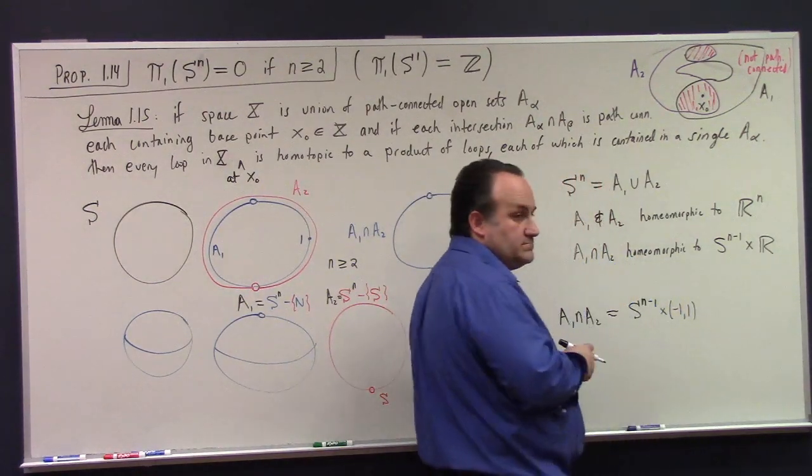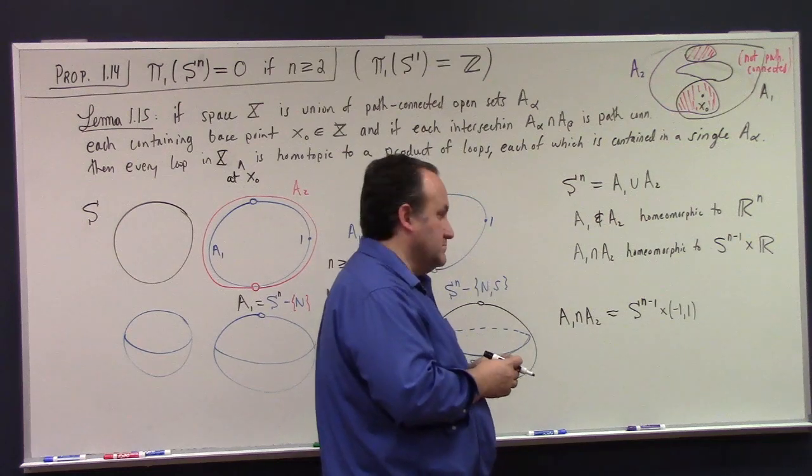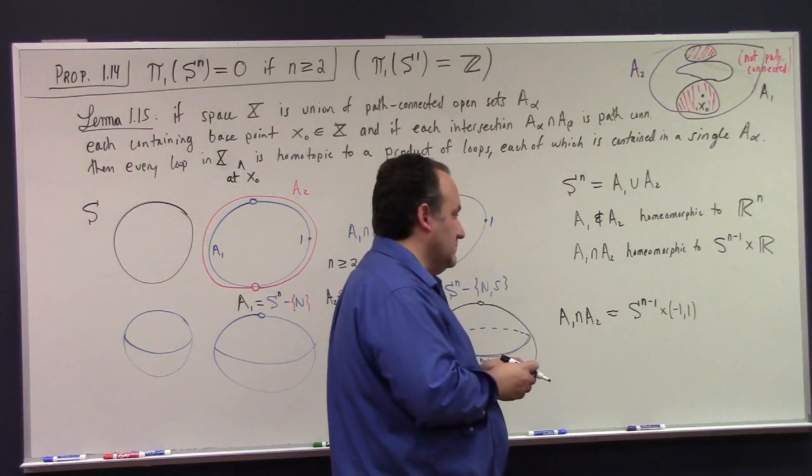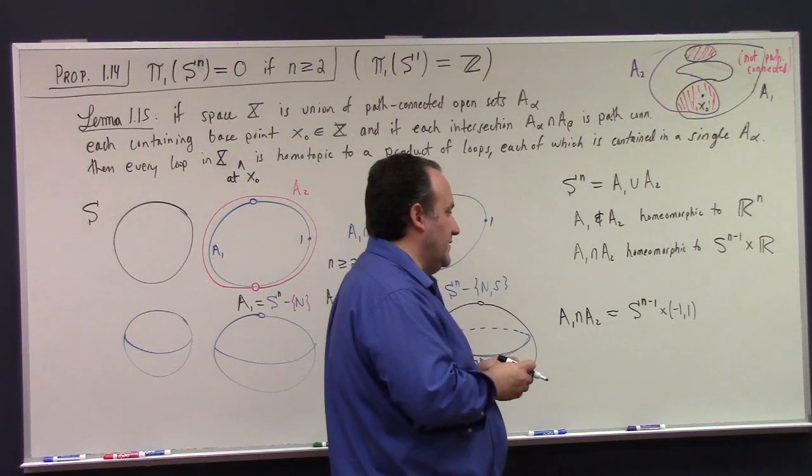But there's not a homeomorphism between Sn minus 1 and Rn minus 1. Or is there? No, Sn minus 1 and Rn minus 1 are different, yeah.